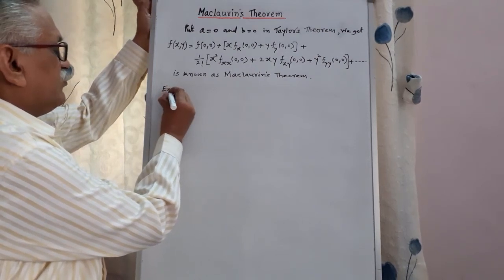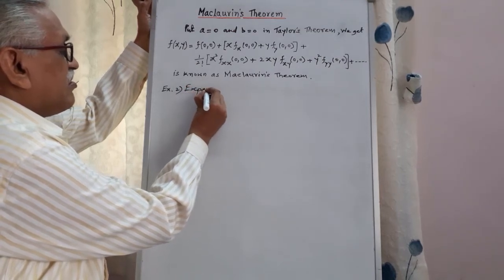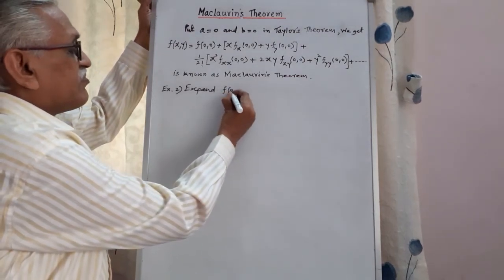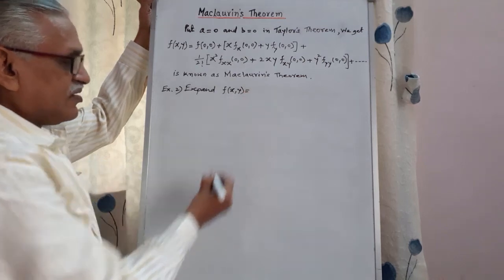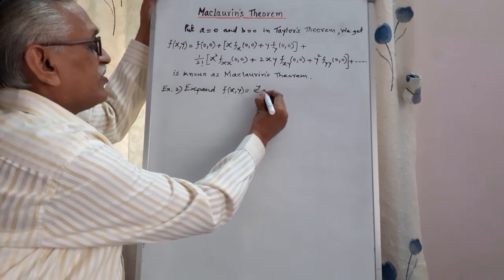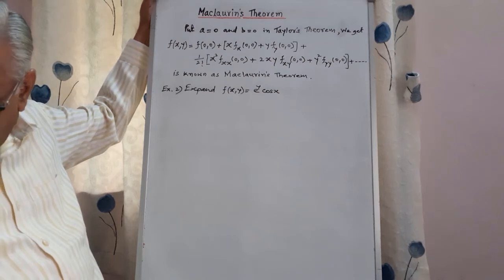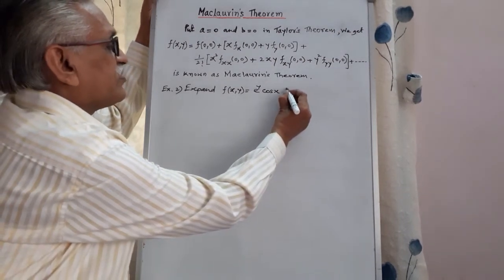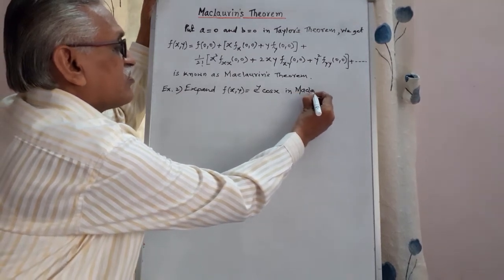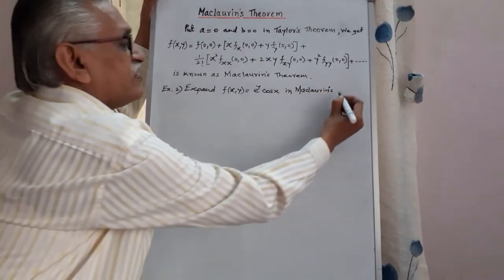Example 2: expand f of x, y equals e raised to y into cos x in Maclaurin's series.